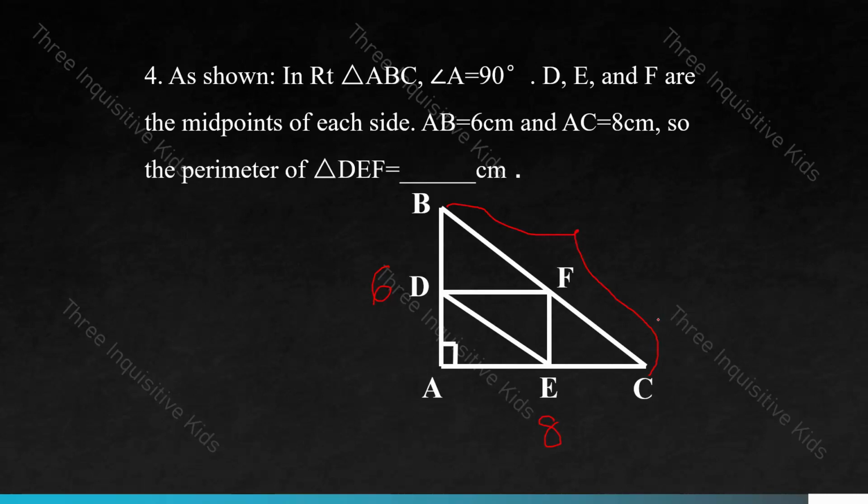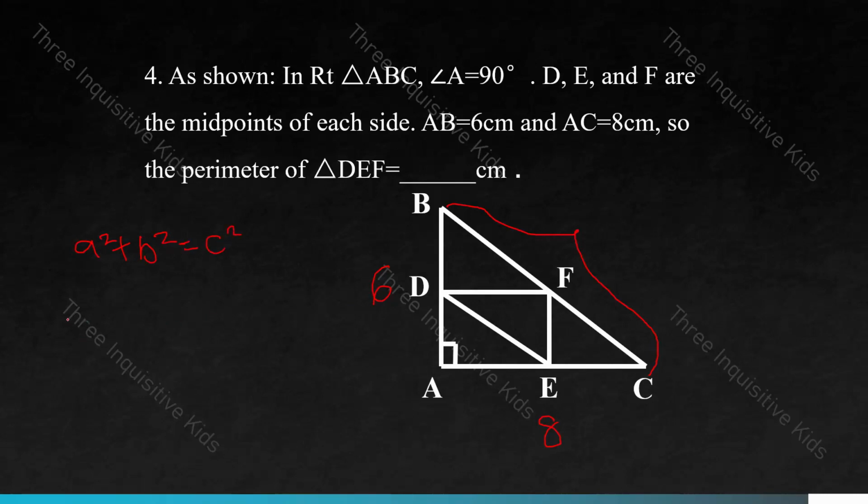The problem here is that we are not given the length of BC. But how can we find the length of BC using what we already know? The lengths of AB, AC, and that angle A is a right angle. Well, what immediately comes to your brain when you think of right angles? Of course, in geometry, that would be the Pythagorean theorem, because it's a theorem that applies only to right triangles. So the Pythagorean theorem says a squared plus b squared is equal to c squared.